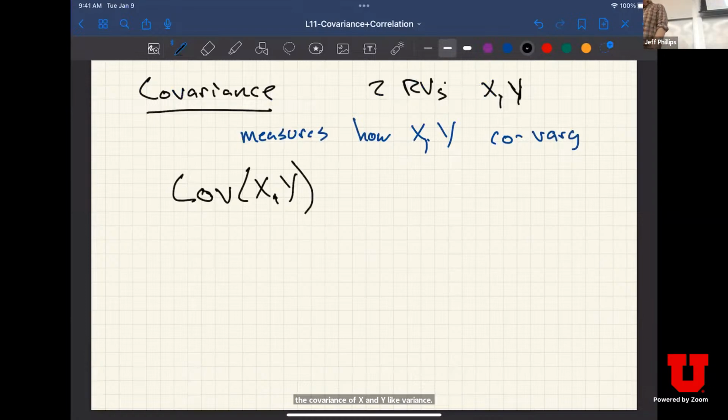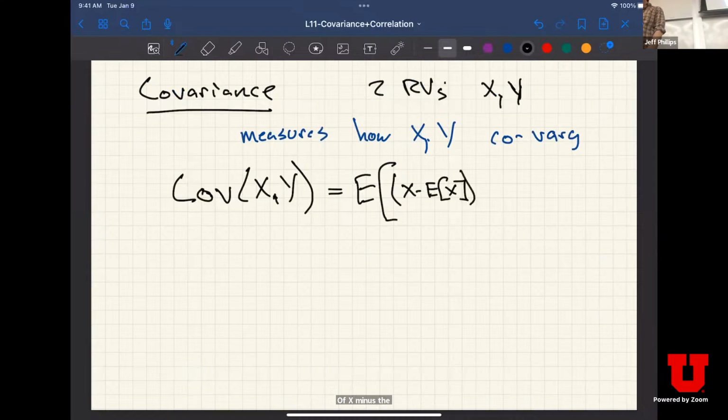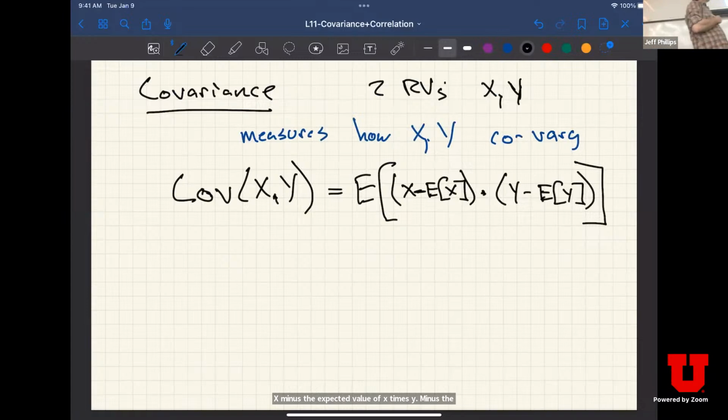Taking two random variables, it's going to return the expectation of x minus the expected value of x, times y minus the expected value of y. Okay, so this is the expression. It should look like the variance.